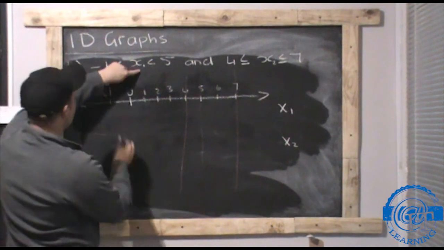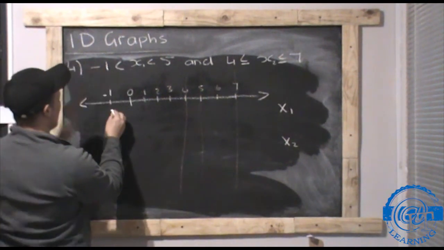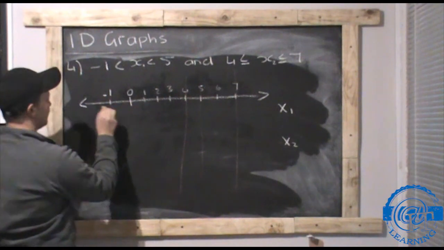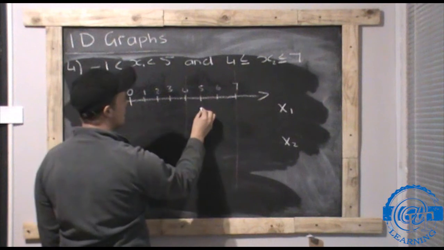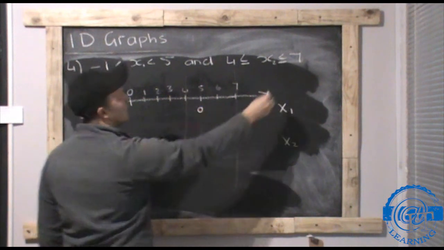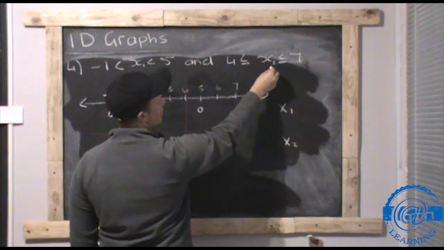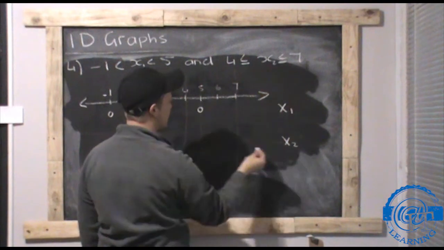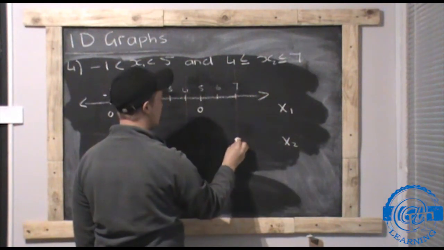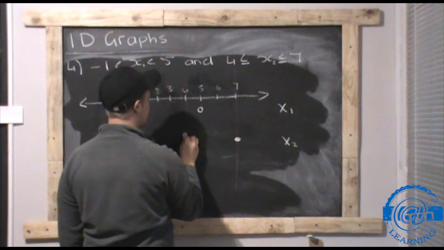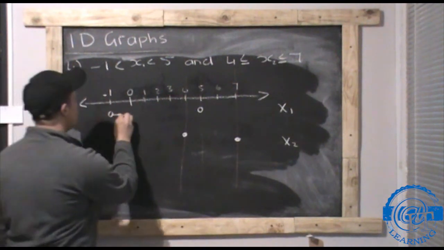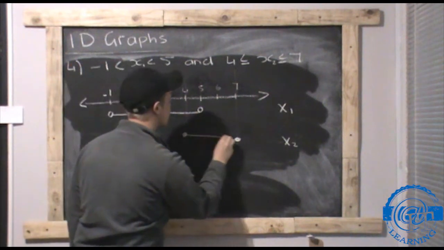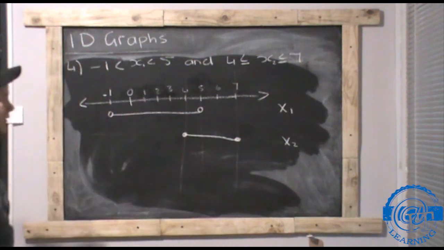For x1, we use not inclusive 1, so it's an open dot. Not inclusive 5, so it's an open dot. For x2, we used 4 inclusive and 7 inclusive, so inclusive 7, inclusive 4. Now, connect your graphs, and now you have this.